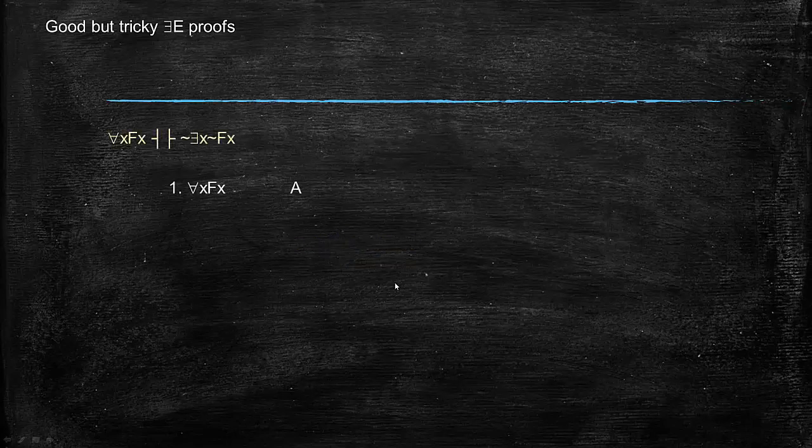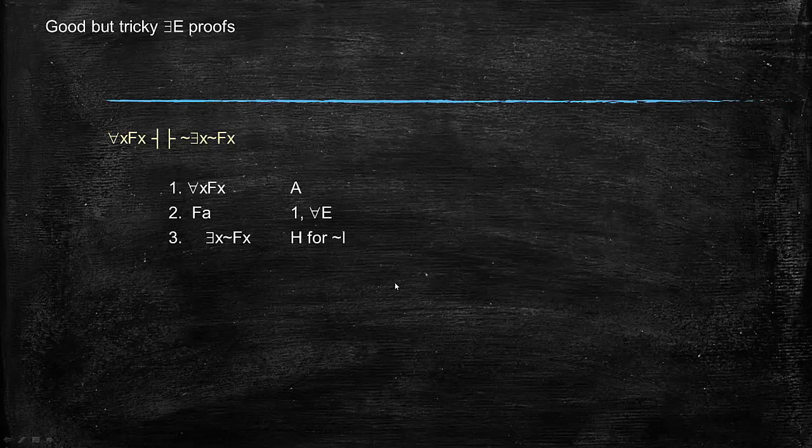Okay, so we assume for all x, f of x, and we're going to derive, it's not the case that there exists an x, not f of x. So how can we do that? Well, we could go ahead and just instantiate f of a, if we wanted to. That wouldn't really get us very far on its own. It looks like we're going to have to involve ourselves in a negation introduction by hypothesizing there exists an x, not f of x. So we do go ahead and do a universal elimination on for all x, f of x to give f of a, and then we hypothesize for negation introduction there exists an x, not f of x.